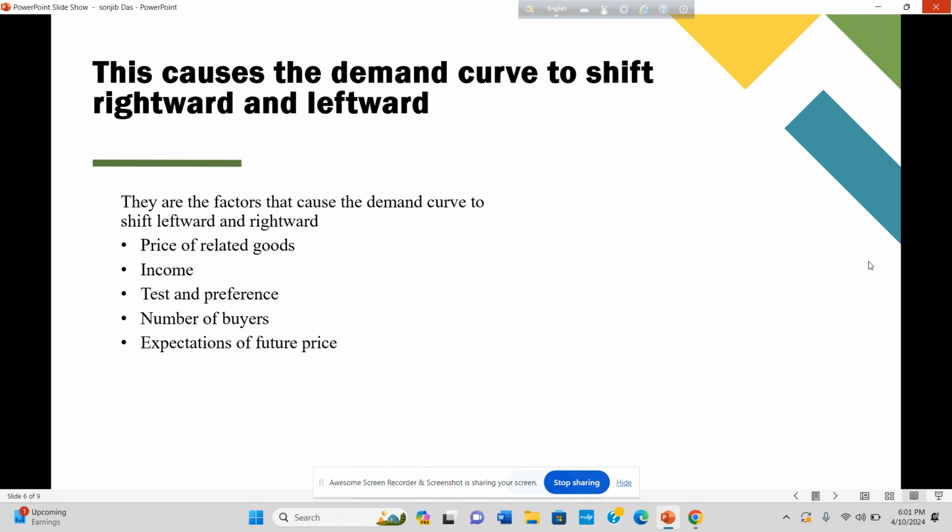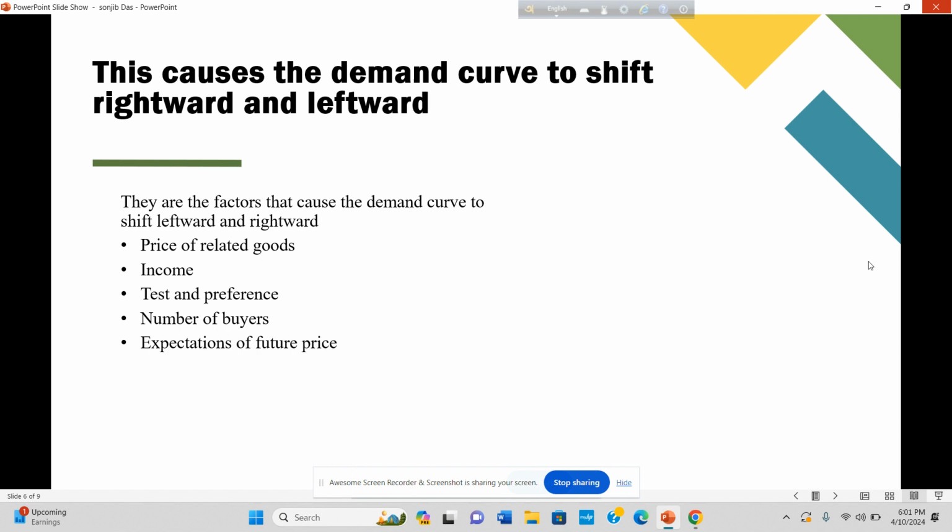There are factors that cause the demand curve to shift leftward and rightward: price of related goods, income, taste and preference, number of buyers, and expectation of future price. First one is price of related goods. Changing the price of substitutes or complements can affect the demand. If the price of a substitute increases, demand for the original good may increase, shifting its demand curve to the right.